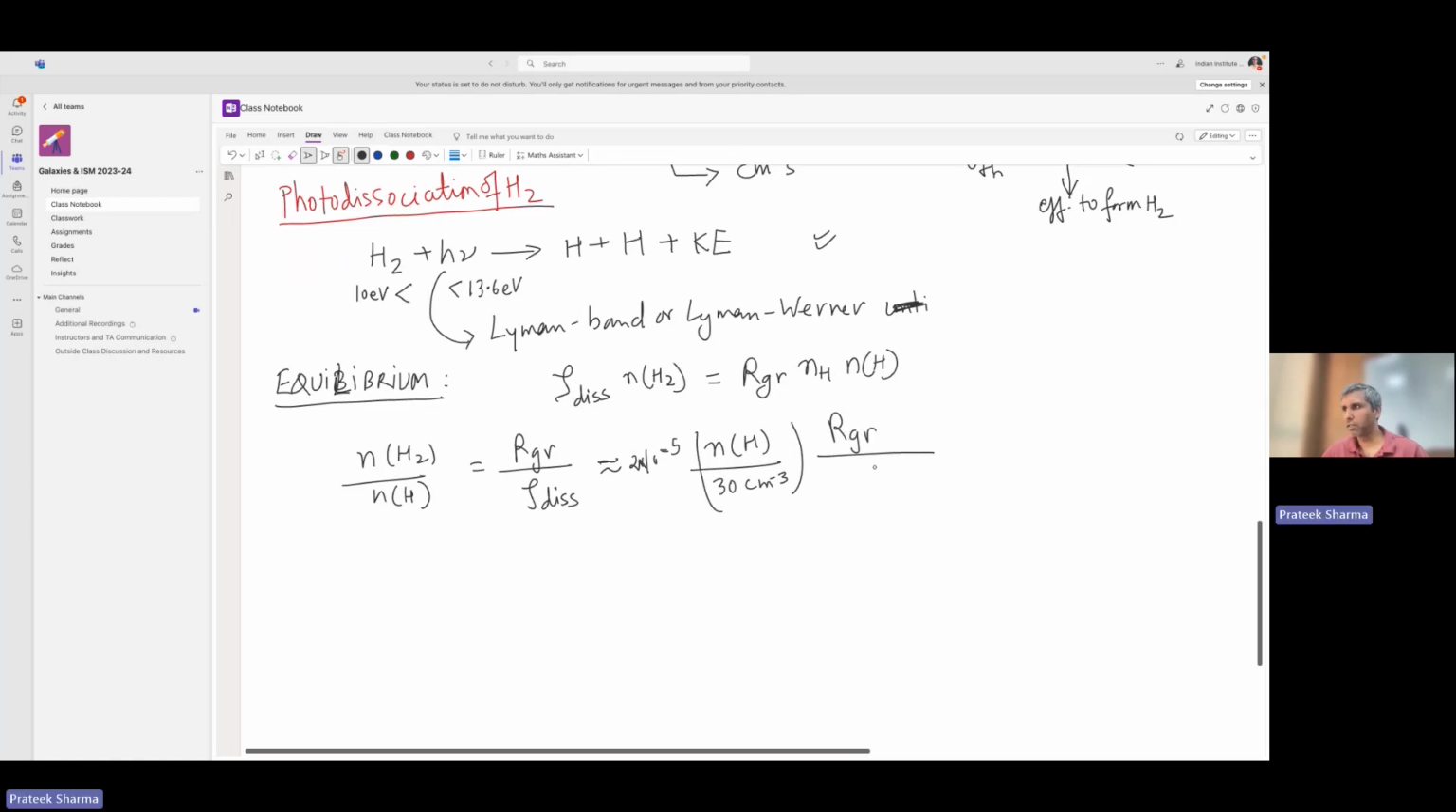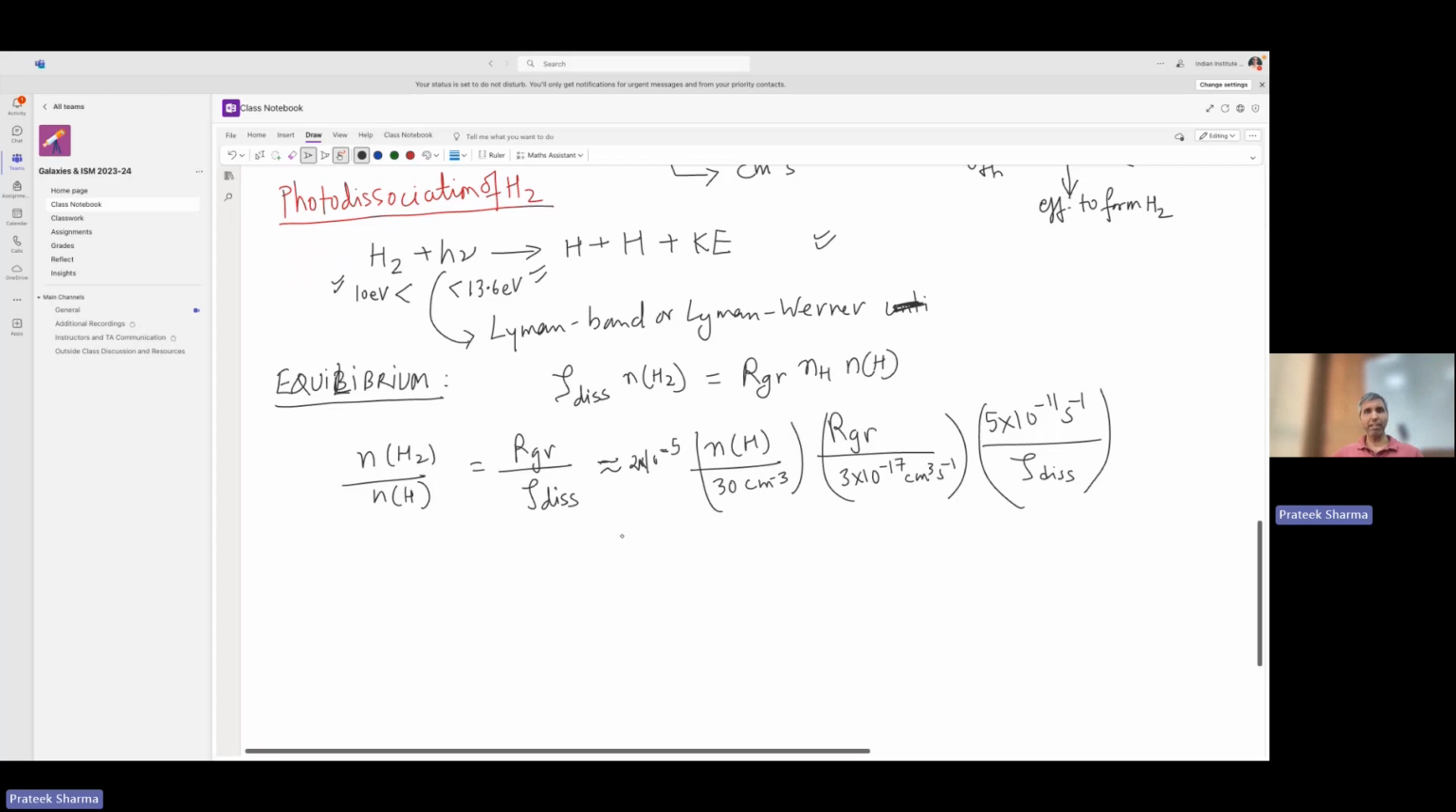R_GR, this grain recombination coefficient, is 3 × 10⁻¹⁷ centimeter cube per second times 5 × 10⁻¹¹ per second by ζ_dis. The values with which these are normalized are typical ISM conditions, right? So if your flux of these photons, which can dissociate hydrogen molecule, is about a typical value, and if this is grain sort of hydrogen atom interaction physics, this is hydrogen number density.